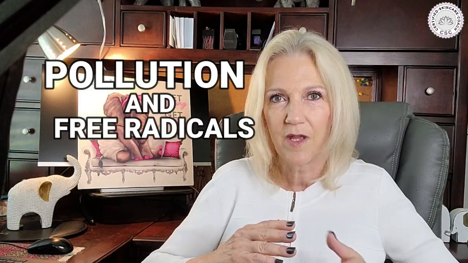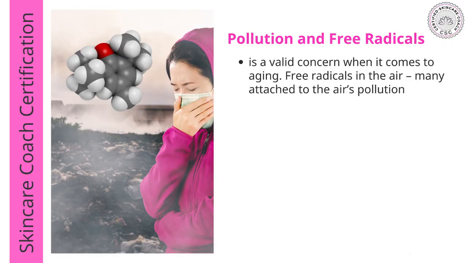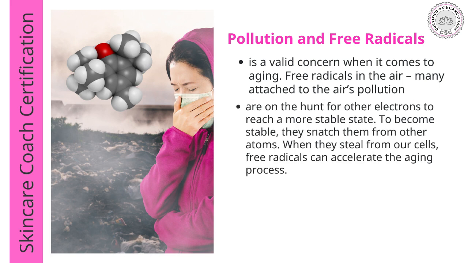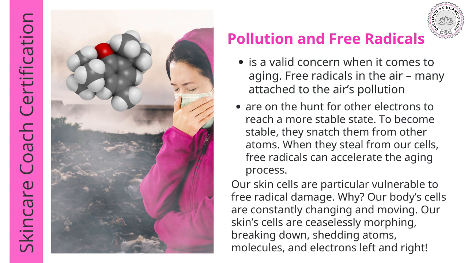So what's the association between pollution and free radicals? Pollution is a vital component to aging. Free radicals in the air, many attached to the air's pollution, are on the hunt for other electrons to reach a more stable state. And to become stable, they snatch them from other atoms. When they steal from our cells, the free radicals can actually accelerate the aging process. Our skin and our skin cells are particularly vulnerable to free radical damage.